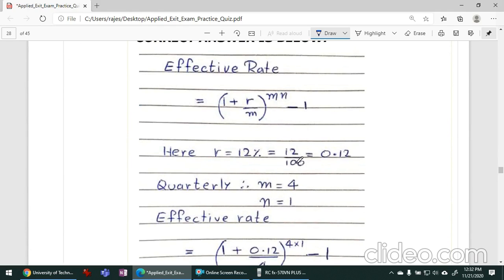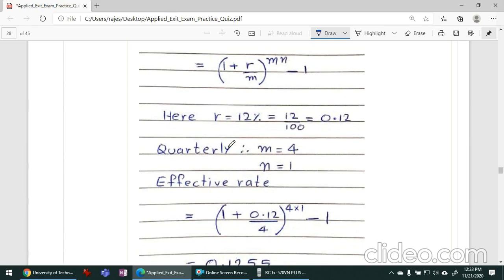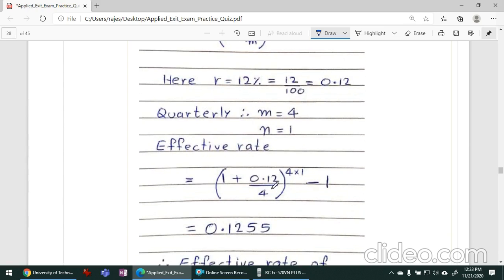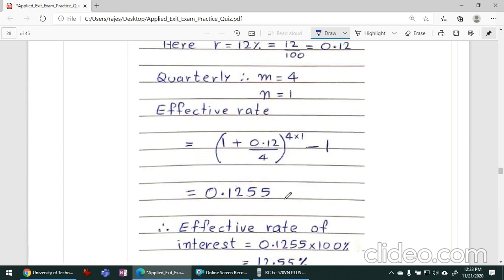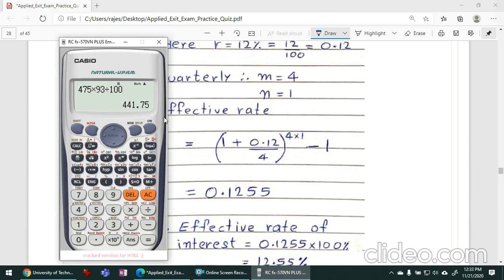So 12 divided by 100, that means 0.12. Now, quarterly means m is 4. And n is always assumed to be 1 in this question. M depends: if it is yearly, 1. Half yearly, 2. Quarterly, 4. Now put in the rule. Effective rate is 1 plus r by m, power m into n. So 1 plus 0.12 by 4, power 4 into 1, minus 1. You will get this number. You see how it is done.